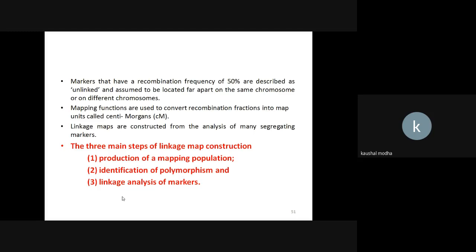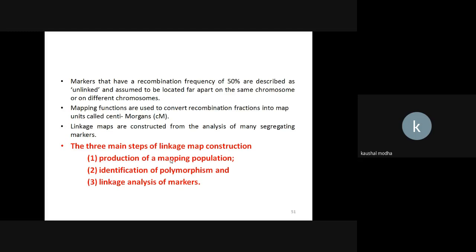So these are the steps of QTL analysis. There are 3 main steps. We produce a mapping population from 2 diverse parents. So the parents must be diverse to be utilized for QTL analysis. The more diverse the parents, the more allelic diversity there will be for the loci governing the quantitative trait.